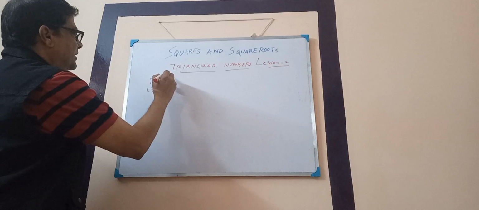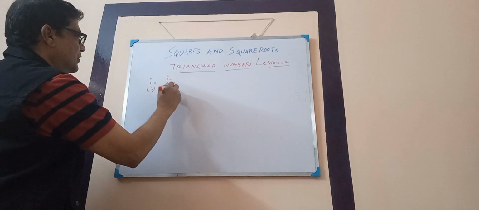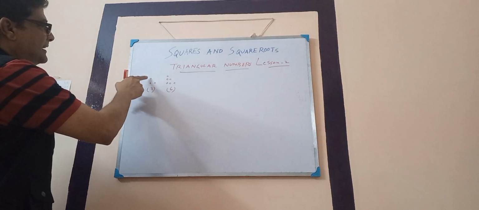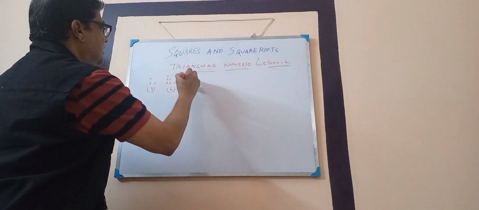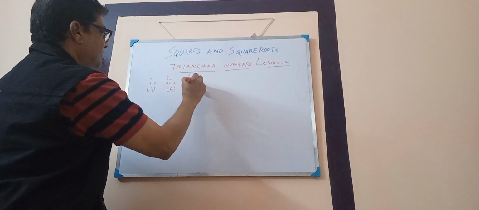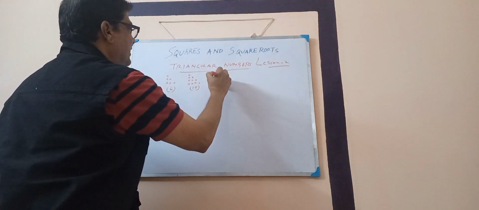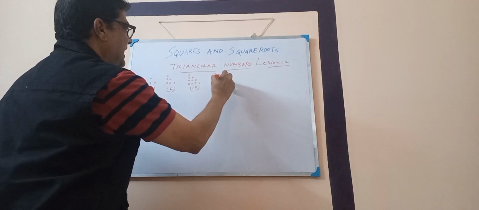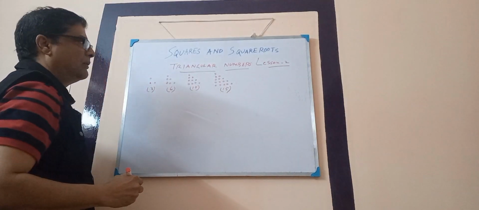Now the next triangular number is 1, 2, 3, 4, 5, 6. So this is the second triangular number. If you observe, you will see this is basically taking the shape of a triangle. The next triangular number is 10, so 10 is the third triangular number. Then we have 15, the next triangular number.